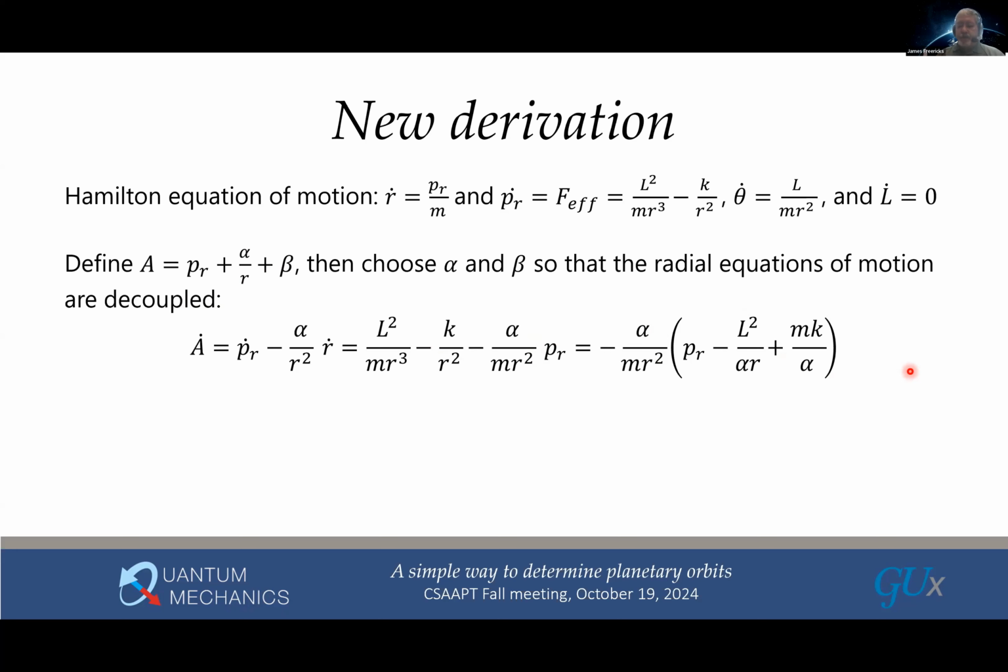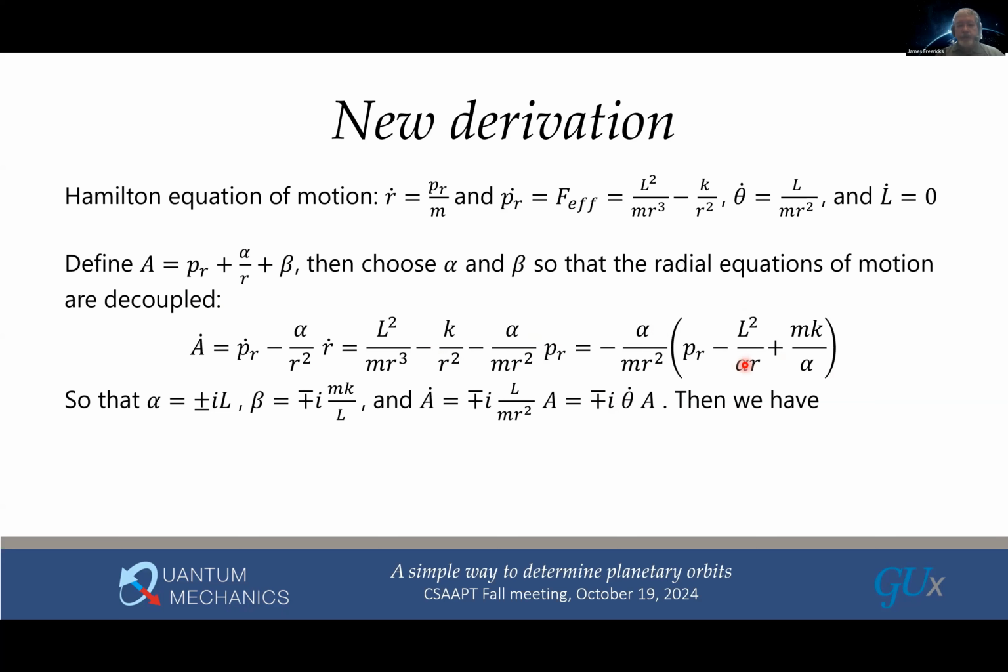So now all we have to do is extract the alphas and the betas. And so the equation for alpha is simply alpha squared is equal to minus L squared, which can be solved by alpha is plus or minus iL. Then the beta becomes minus plus i m k over L. And the coefficient that we get for decoupling this equation is minus plus iL over m r squared. Now, using the fact that L is equal to m r squared theta dot allows us to replace this by theta dot.